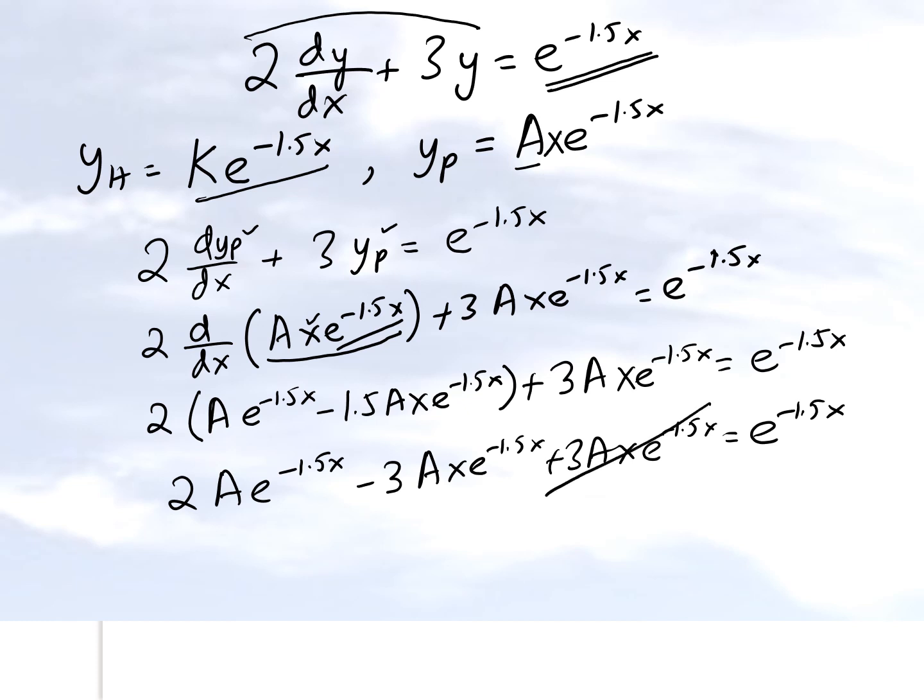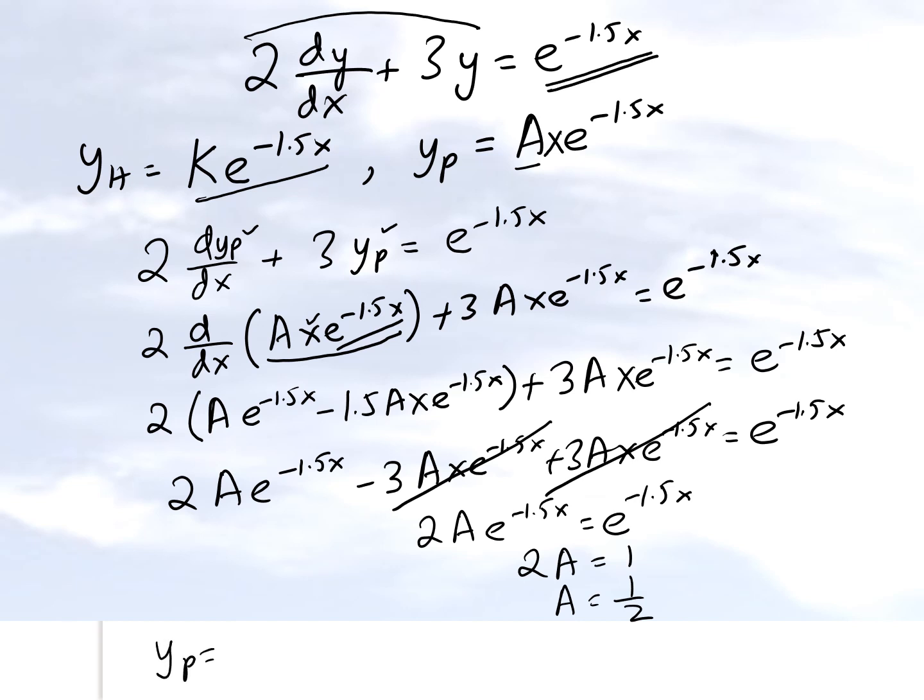So let's go and expand this and see what we get. You're going to find out this term is the negative of that term, so that's going to cancel out. And that's going to allow us to say that for this to be true for every value of x, 2a will be equal to 1, and that will imply a is equal to 1/2. So since a is 1/2, that means that the particular part of the solution, which was of this form, is now 0.5x e to the power minus 1.5x.